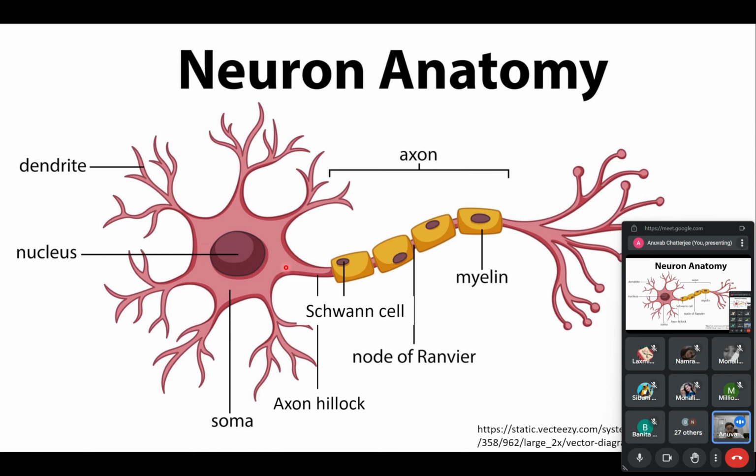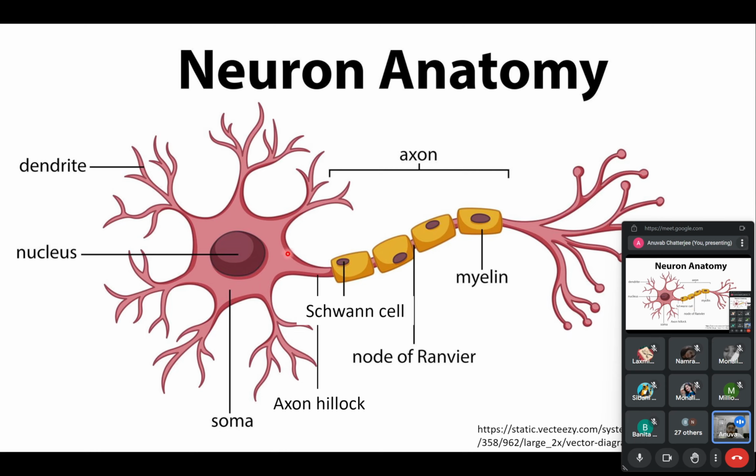So the axon hillock has an abundance of voltage gated sodium channels, which actually allows the signal transmission to go from a dendrite to axon direction, from a left to right direction. We'll see how that happens in the upcoming slides. So this is known as the axon hillock.